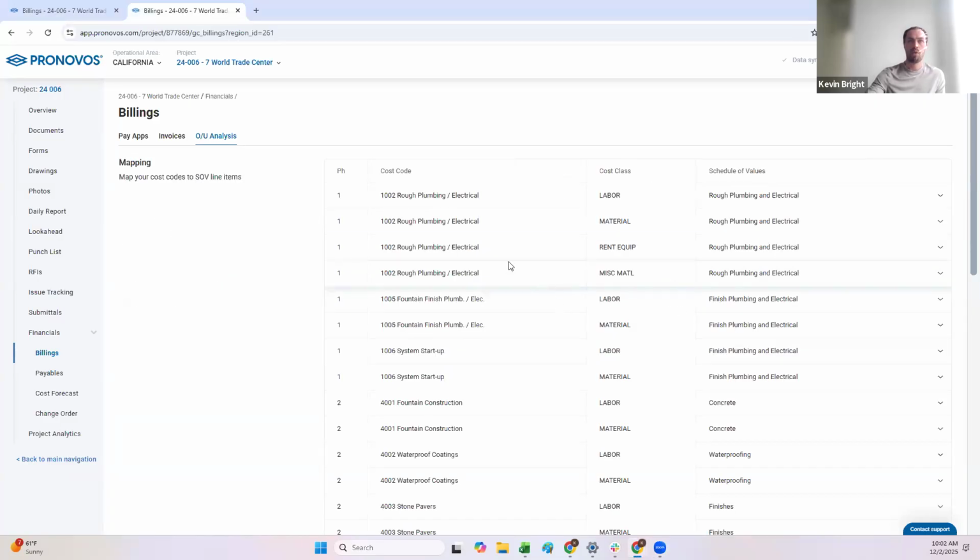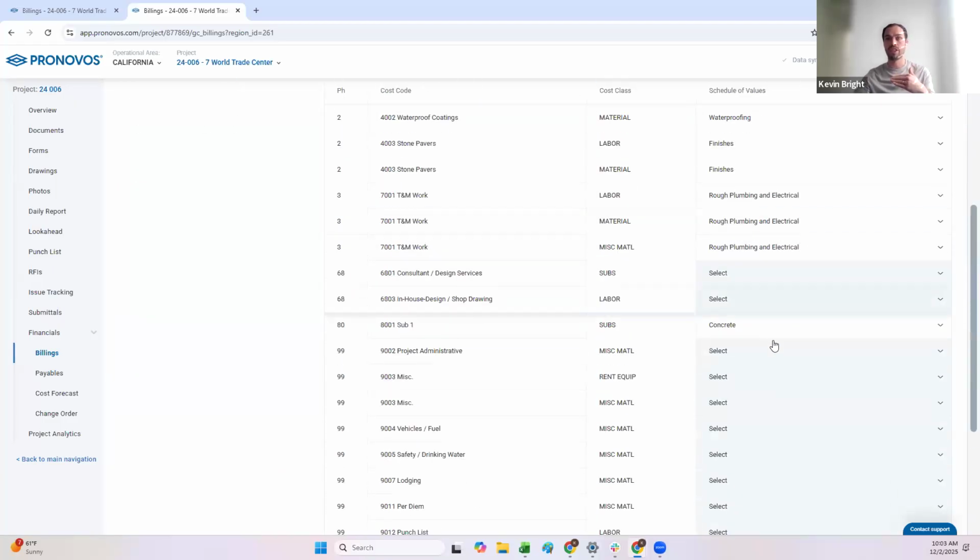So if you click on that, what you'll see is all of your base cost coding cost classes, so basically all your budget line items on a project. And what you're going to want to do is map each of those budget line items to a schedule of value. So if I look at this here, cost code 10,002 rough plumbing and electrical, well, obviously that's going to go to my rough plumbing and electrical schedule of value. So you're going to want to go through and map all of these.